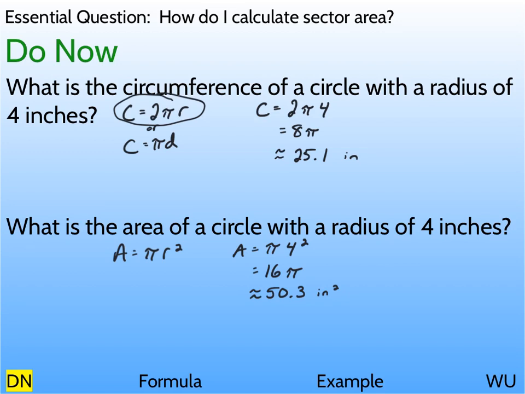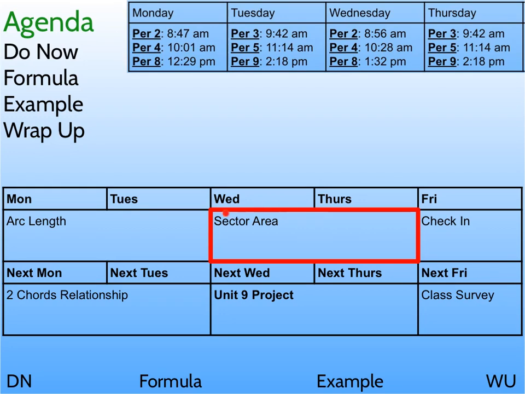Now the point of this was just to remember the difference between the circumference and area formulas, because today we're going to calculate sector area, which uses this area formula. What we were doing previously was arc length, which used the circumference formula. So that's one thing to keep in mind about how this is going to be different from the last lesson. Today is sector area, which is very similar to arc length, except we're going to be using the area formula rather than the circumference formula.